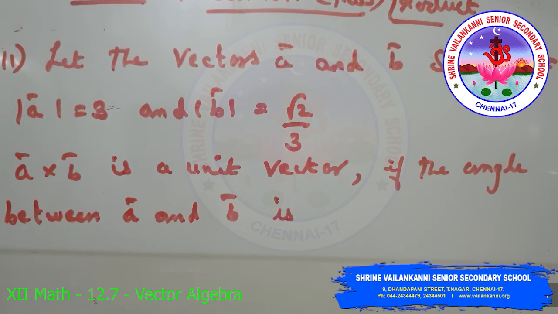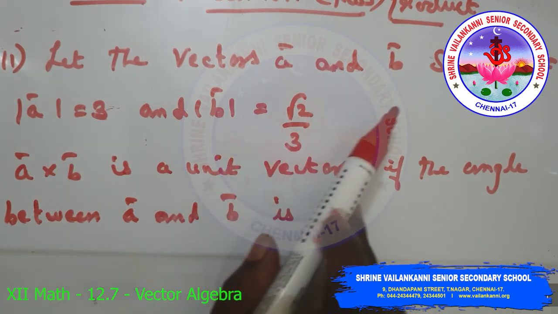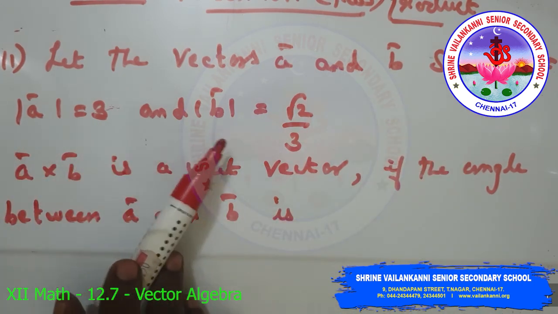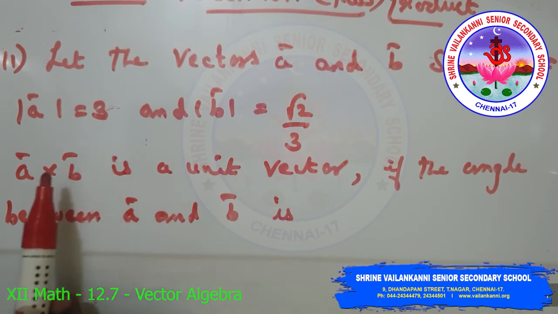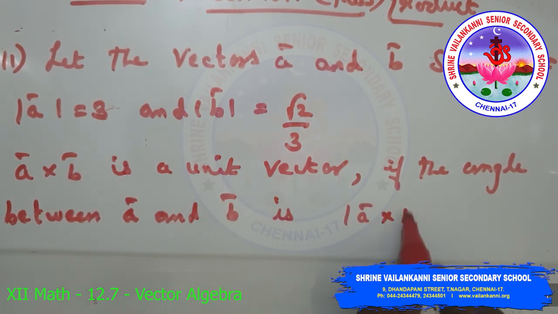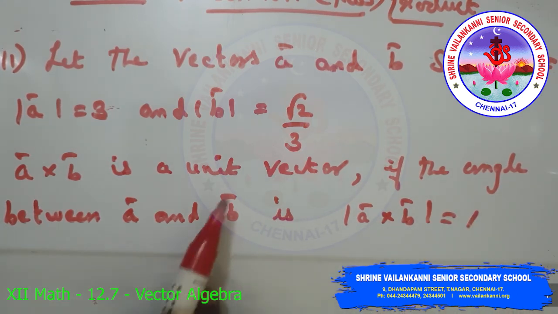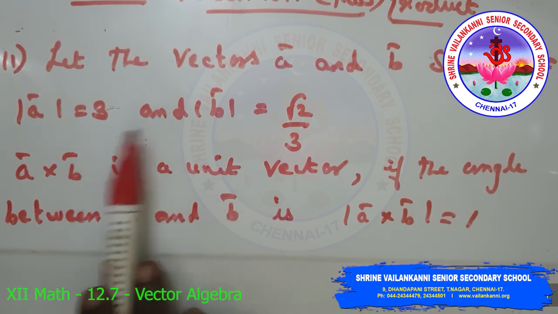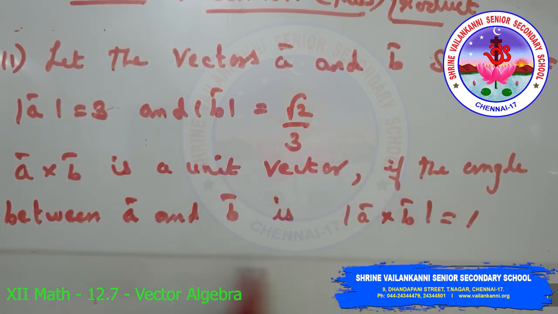So 11th question, which is an MCQ question. Let the vectors a and b be such that the magnitude of a is 3 and of b is root 2 by 3. Then a cross b is a unit vector, that is, |a cross b| is 1, if the angle between a and b is. So it's given |a| is 3, |b| is root 2 by 3 and |a cross b| is 1.